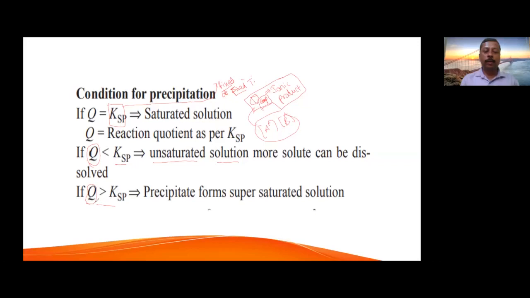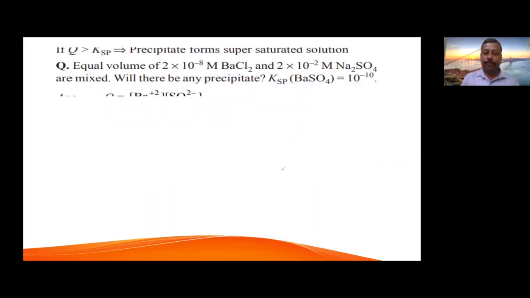If our calculated Q comes out to be more than the given Ksp, then precipitate will form. When QSP is equal to Ksp, what does it mean? It is a saturated solution. There is no problem with the saturation. Is that understood? Make a note of this.